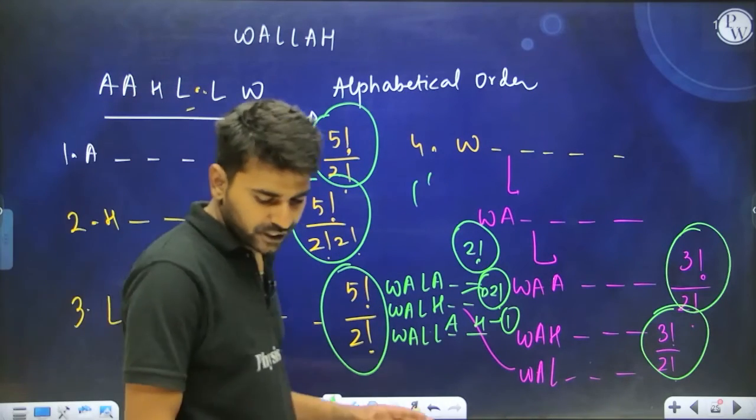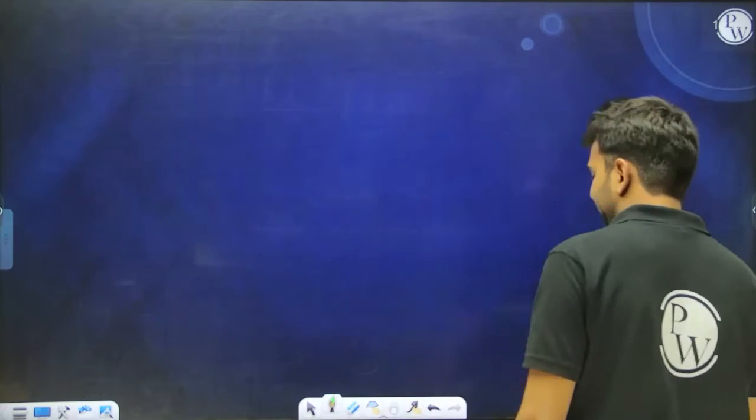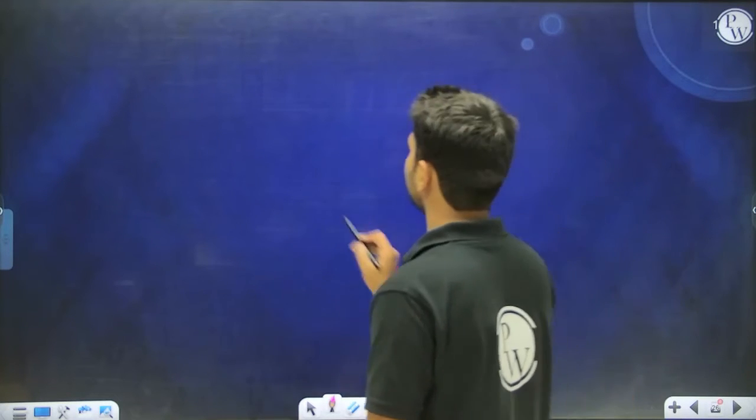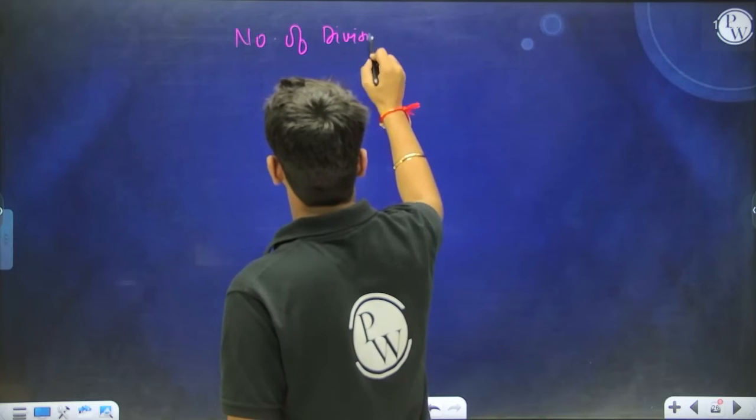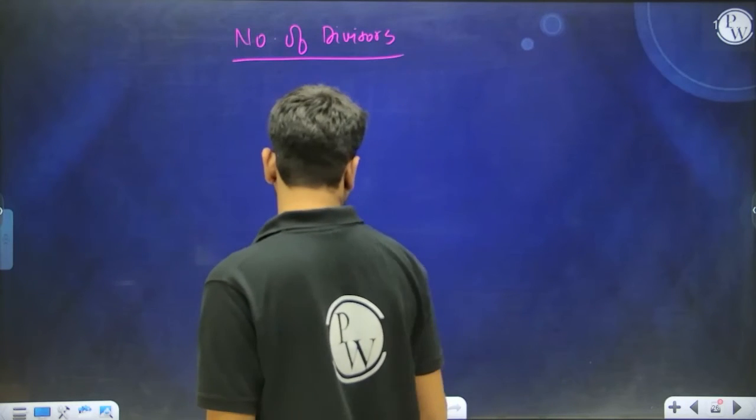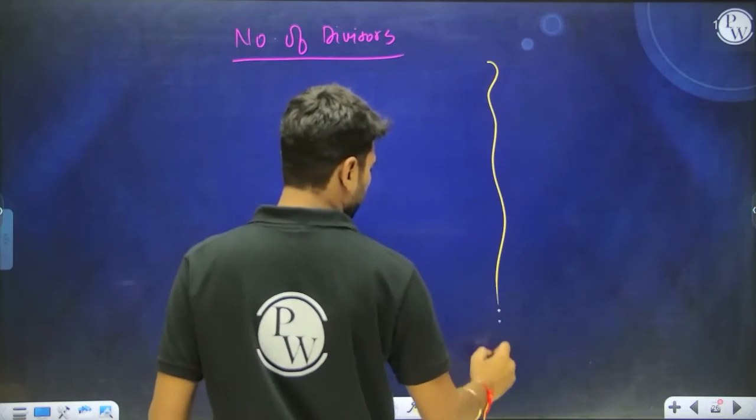That's it. So this is another kind of problem which you must keep in your mind. Yes, there are 2 more categories of problems. One is the number of divisors. Let me talk about that. Let's say I have given you a number. I will give you an example as well over here.